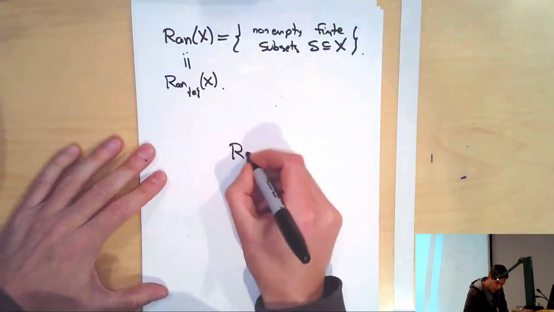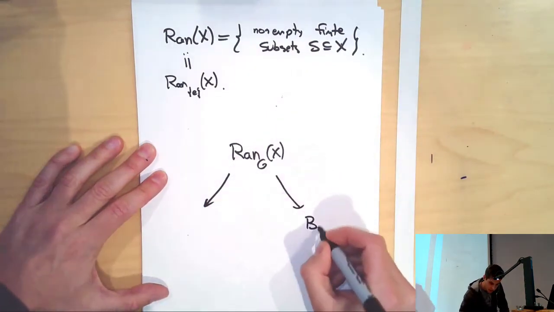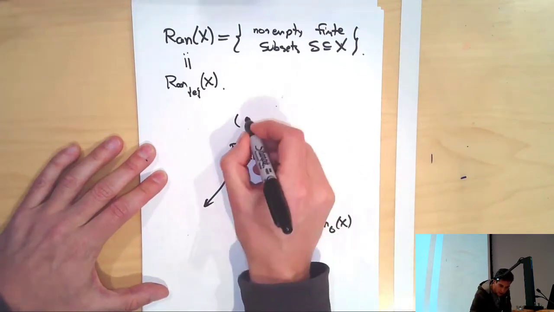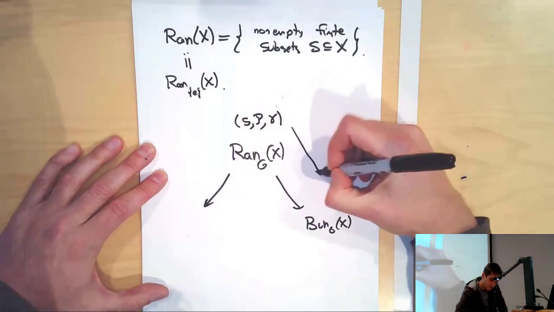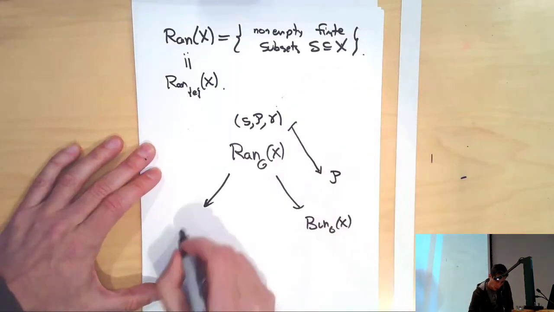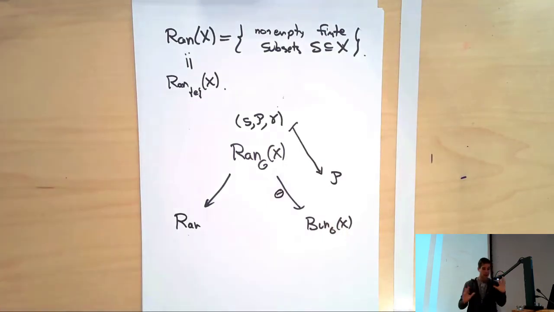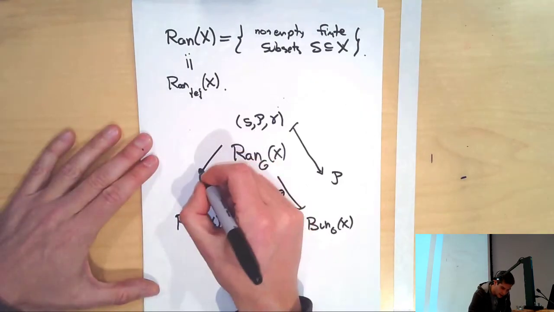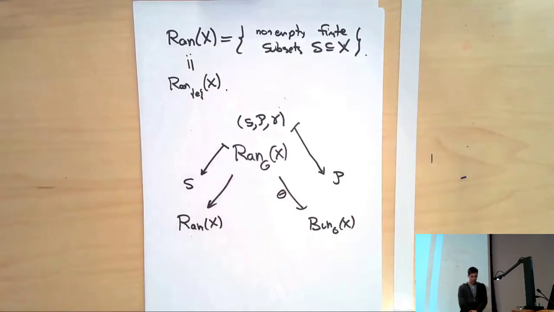Okay, so now let's consider this space Ran_G of X, which I said maps to Bun_G(X) by this map theta. So a point of Ran_G(X) is a triple consisting of a finite subset of your curve, a G bundle, and a trivialization away from that finite subset. So that has a map to Bun_G(X) that I was just talking about, which forgets everything except the G bundle. It also has a map to Ran X, which forgets the G bundle and just remembers S. And I want to think about this correspondence and use it to say something.